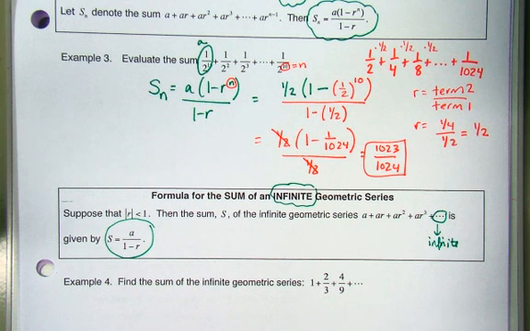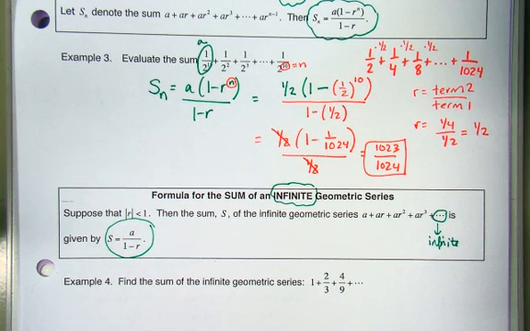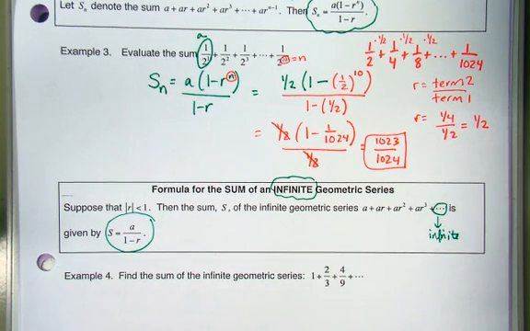These are called series that diverge. Next year you'll learn a lot about series that diverge versus series that converge. When the absolute value of r is less than 1, these are called converging series. And so it's kind of interesting.